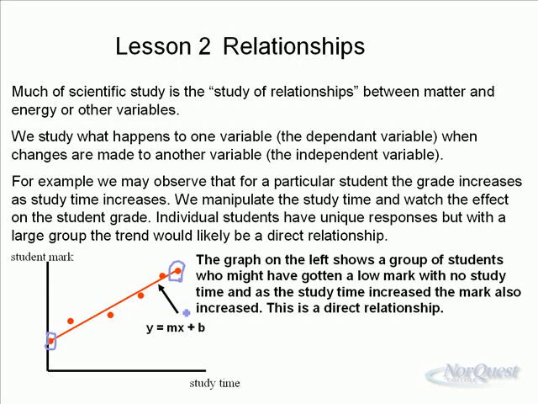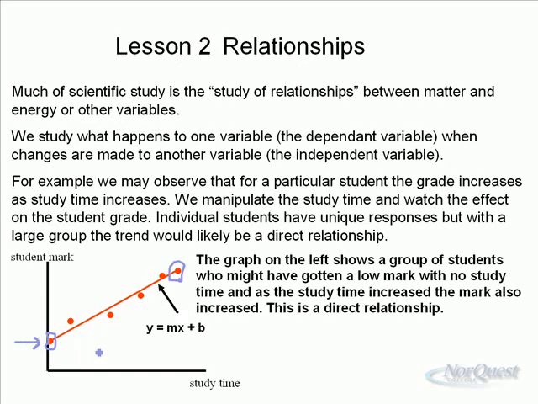Direct relationships from your math classes are often shown using the formula y is equal to mx plus b. So here's a practical application of this math concept. And of course the y is, in this case, the student mark. The x is the amount of study time. So these are the two variables that are changing. The b, of course, would be what we call the y-intercept. It is the student's mark with no study time.